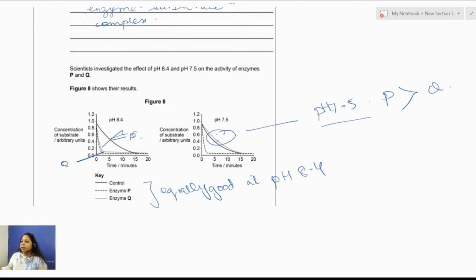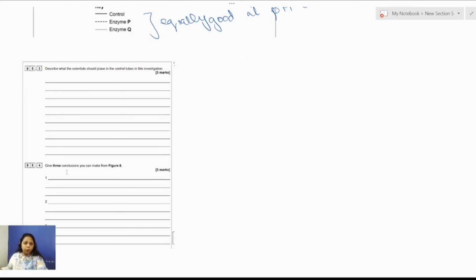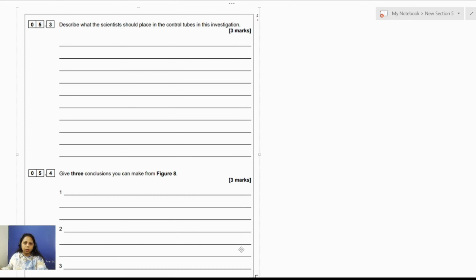The question says describe what the scientist should place in the control tubes in this investigation. First of all, what should be the control? The control is the one which has the maximum availability of all the factors. So what factors are required? In control, the optimum temperature, because here we are investigating pH, so the optimum temperature first of all. Okay, what's the next one?